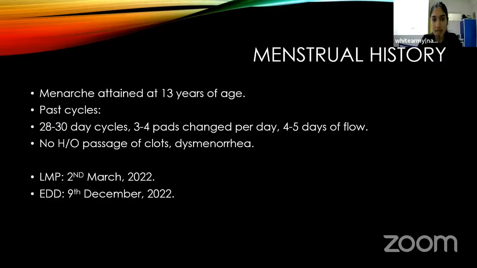Then menstrual history. Menarche was attained at 13 years of age. Past cycles were 28 to 30-day cycles. 3 to 4 pads were changed per day, and she had flow of 4 to 5 days. There's no history of passage of clots or dysmenorrhea. Last menstrual period 2nd March 2022. Expected delivery date 9th December 2022.